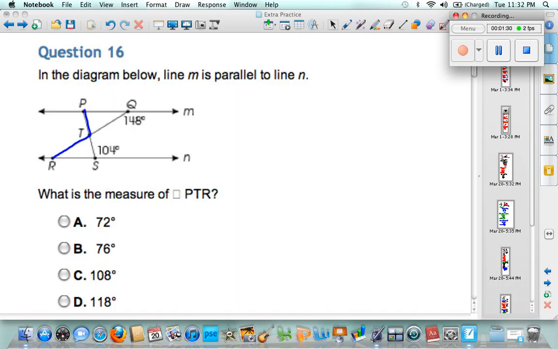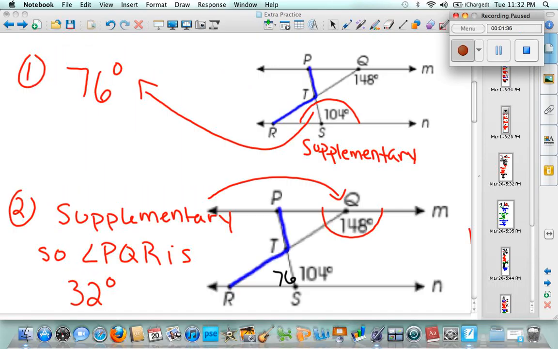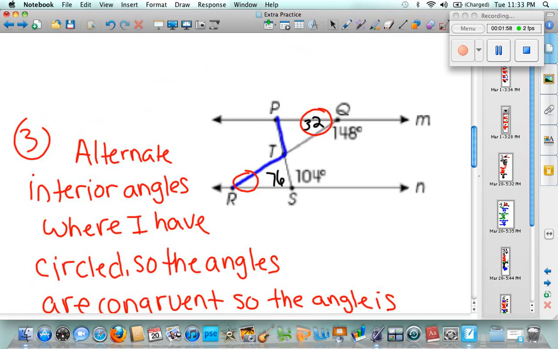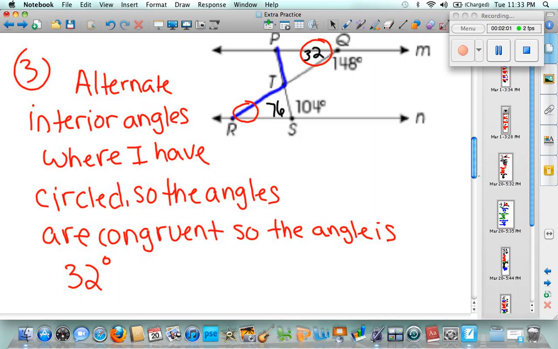We're on problem number 16 now, which I will go through step by step. Where I have marked in the drawing, we have supplementary angles, which means they must add up to 180 degrees. Second, our supplementary angle, angle PQR, is supplementary. So we get 32 degrees. Supplementary means it must add up to 180 degrees where I have marked. And third, we've got alternate interior angles where I have marked. So the angles are congruent, so the angle is 32 degrees.